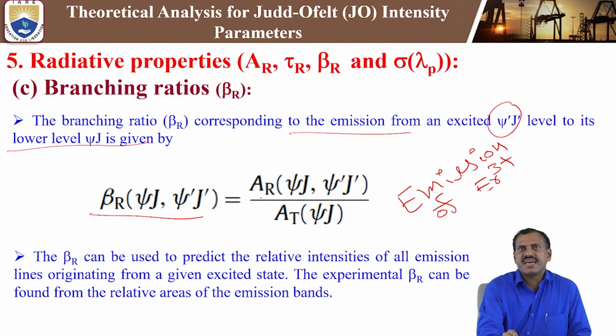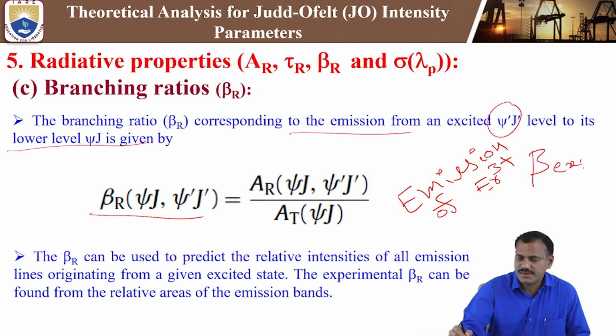The A_RAD value, the total radiative transition property, we are calculating theoretically. In the JO intensity parameters, we are calculating the branching ratio value theoretically. The experimental branching ratio you need to calculate by using the emission spectra. In this one, beta experimental, the branching ratio experimental value, we are calculating from the emission spectrum.